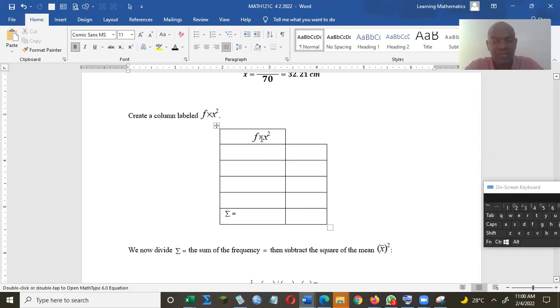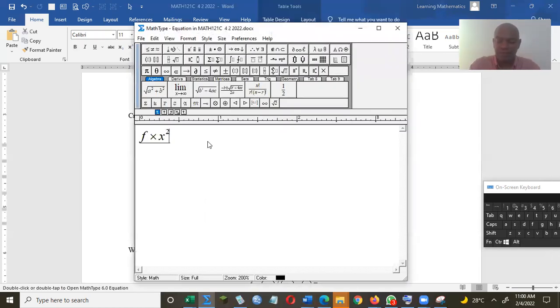Fx squared means f times x times x. That's what fx squared means. The square is only applied to the x, not the whole fx. Please bear that in mind. Fx squared means f times x squared. It is only the x that is squared. Okay, please bear that in mind.